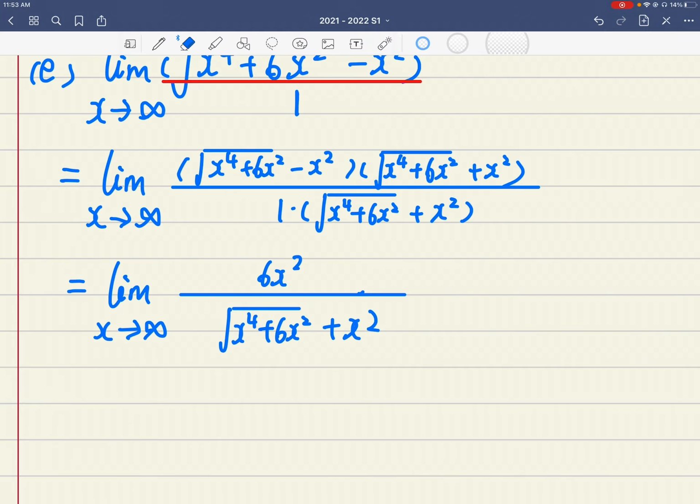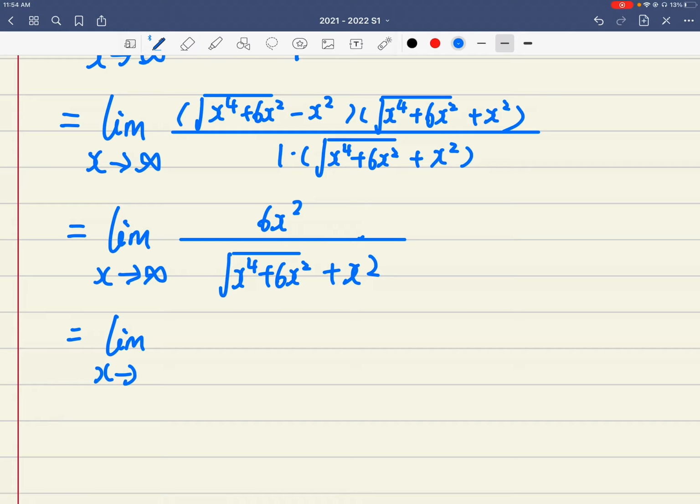Now if we do the substitution, 6 infinity squared is still infinity. The bottom, quite clear, is still infinity. But now, since it's a fraction and both sides are approaching infinity, you can divide both sides by the highest power. The top's highest power is x squared, and the bottom's highest power is also x squared. So 6x squared over x squared, and the bottom is 1 over x squared times the whole thing.